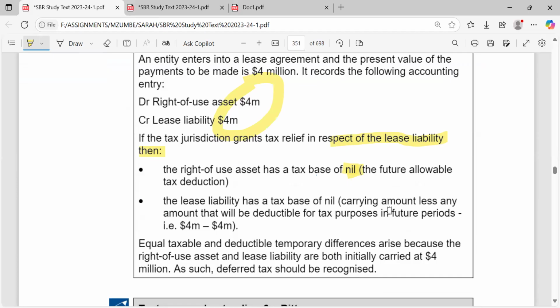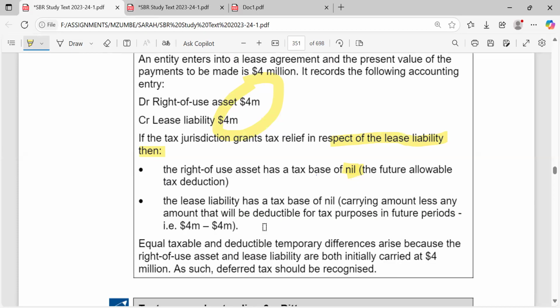We say that the carrying amount less any amount that will be deductible for tax purpose in the future period. So whatever is deductible, if they tell you that there is an allowance on a liability, then you come and deduct it from your liability to get the tax base, right? So this is the normal definition of the tax base of a liability. You take your liability and then you deduct what is allowable. So you go on and deduct here. Previously we said 0 because the deduction was provided on an asset, but now it is on a liability. So you say that we have 0, right?